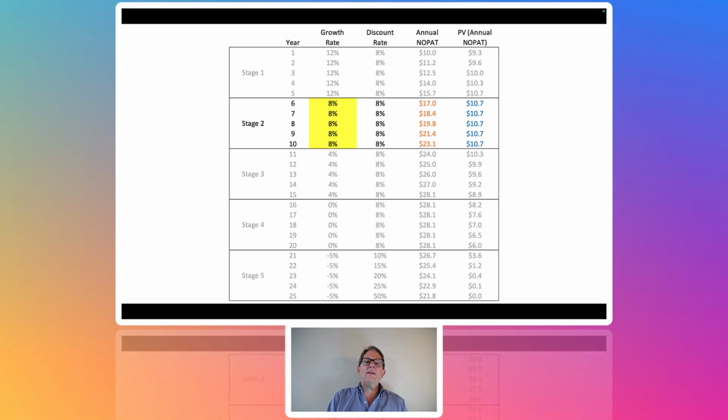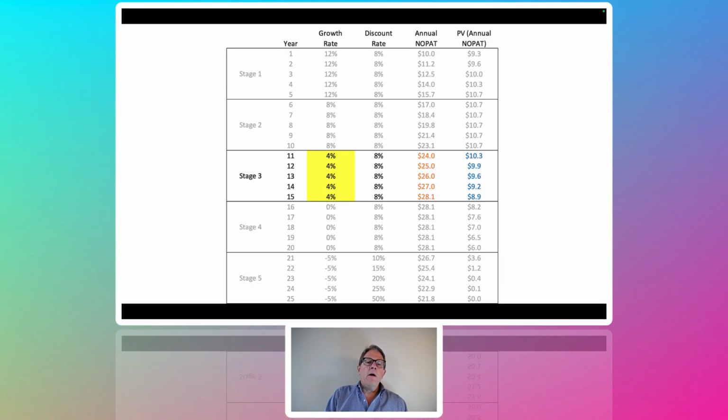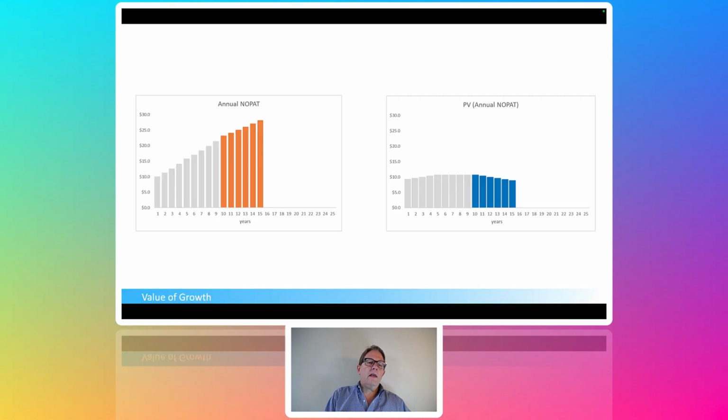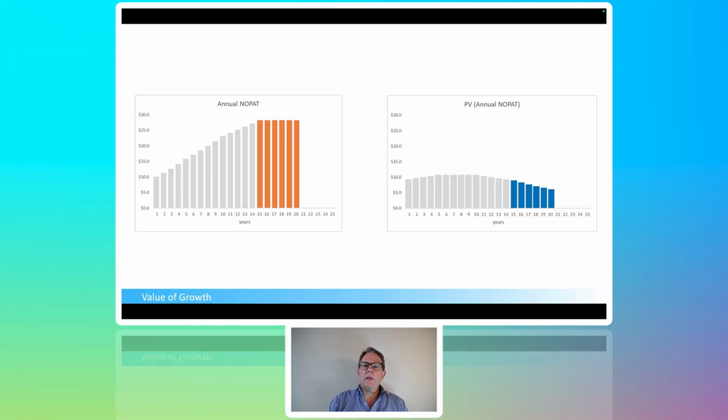All right, next stage, NOPAT grows at 8%. The discount rate is 8%. We now know that the nominal will grow, but the present value of NOPATs will not grow because we're growing at 8%, discounting back at 8%. All right, third stage, we grow at 4%. In this case, we'll still have annual growth. The annual NOPAT, the nominal, will still grow, but the present value will start to shrink, incrementally. The next one is we're going to grow NOPAT at 0 and discount it back at 8%. We know now it's going to shrink at a faster rate. All right, so we've started to do that.